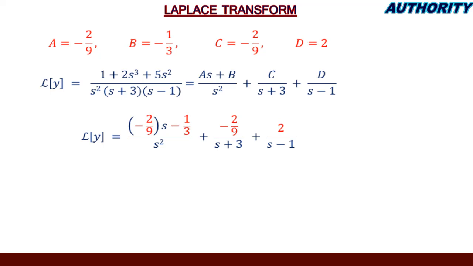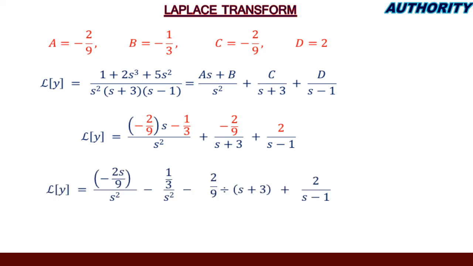Let's simplify this. Please pay attention to the steps that we take to simplify this. So the first one, where we have minus 2 all over 9s, minus 1 all over 3 all over s squared, we can split this into 2. So when we split this into 2, we are going to have minus 2s all over 9 all over s squared minus 1 all over 3 all over s squared. Is that true? Yes.